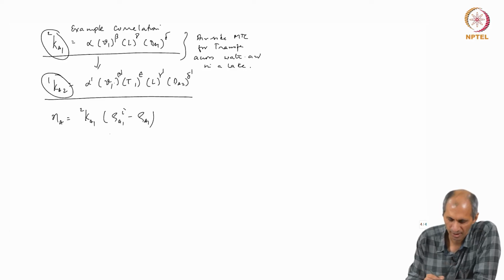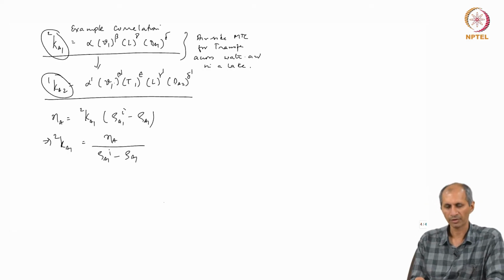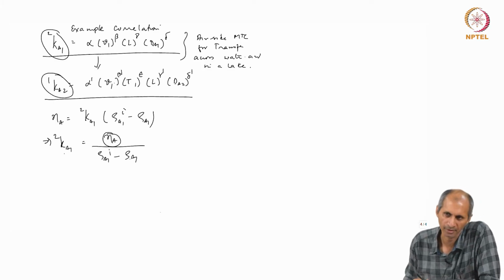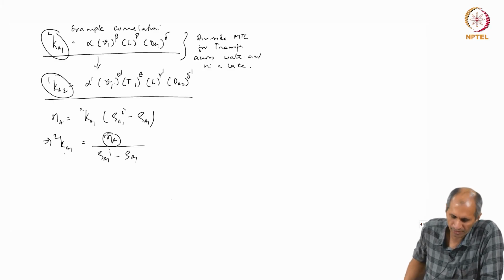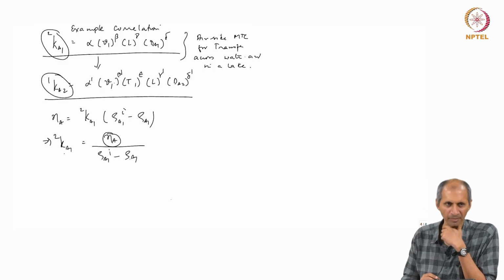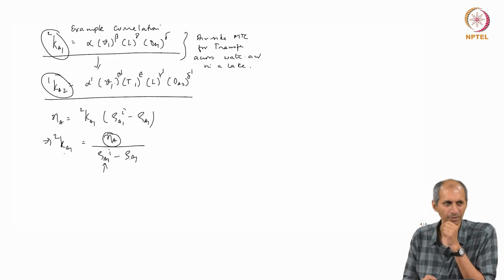To get Ka1, it is the flux divided by rho A1 minus rho A1I, which means that if I measure the flux and if I know the concentration gradient, I can calculate the mass transfer coefficient. This is from our basic definition of the flux. However, we have a problem. We have already determined that measurement of this is not possible.